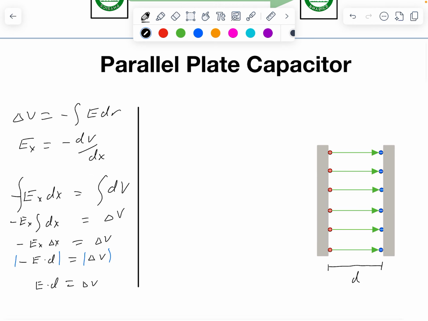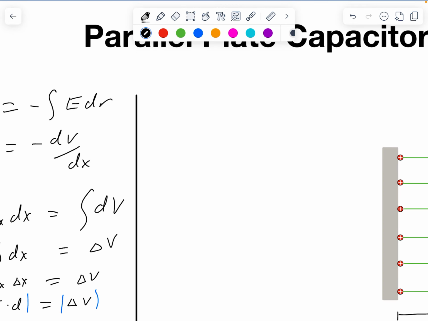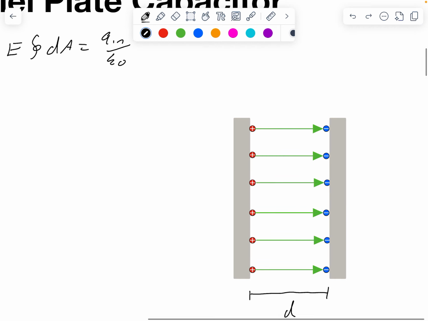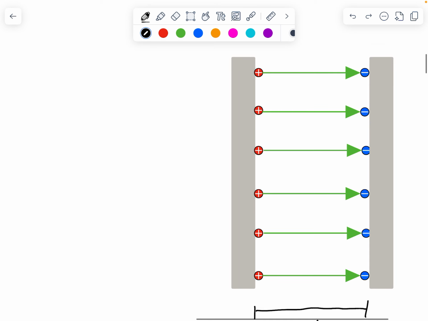In general terms, to get the electric field, we apply Gauss's law. So let's go back and do that. We have the integral of E dA equal to Q enclosed over epsilon naught. From Gauss's law, we know it's almost always the Q enclosed that we have to pay attention to. So if we go back here and look at one of the plates, let's say the positive one, we have a surface charge density.